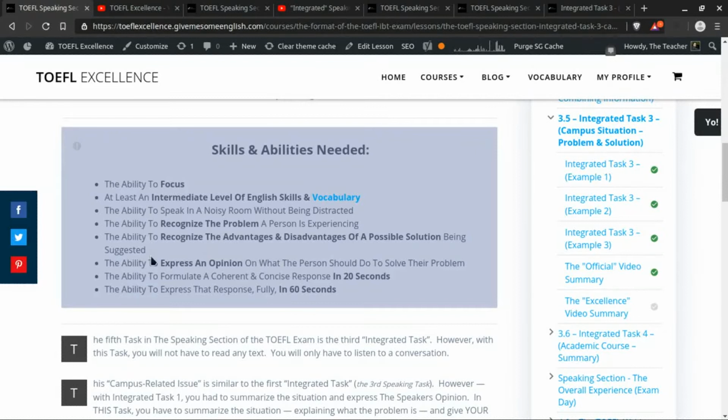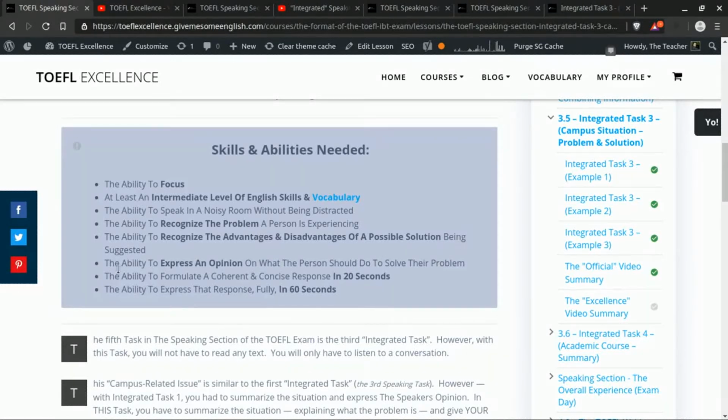You also need to have the ability to recognize the advantages and disadvantages of a possible solution which is being suggested. That's because one person is going to be talking about the problem and the other person is going to be talking about possible solutions. They will usually offer two different solutions. So that's another thing that you have to recognize: the problem that the person is having and the solutions that the other person is giving.